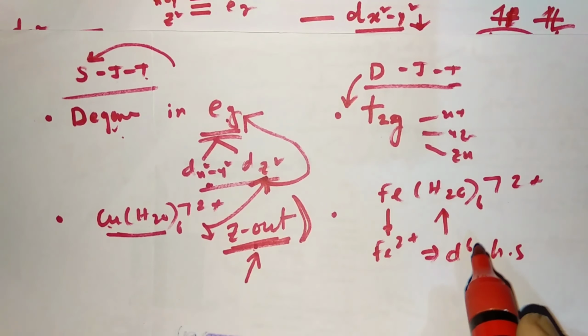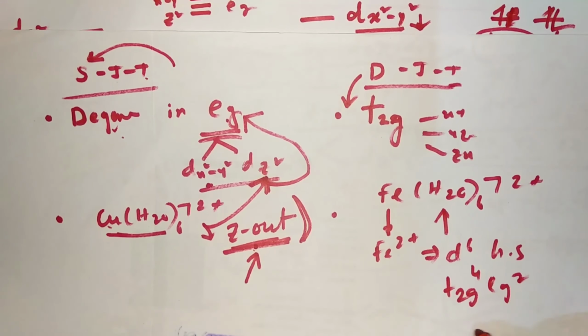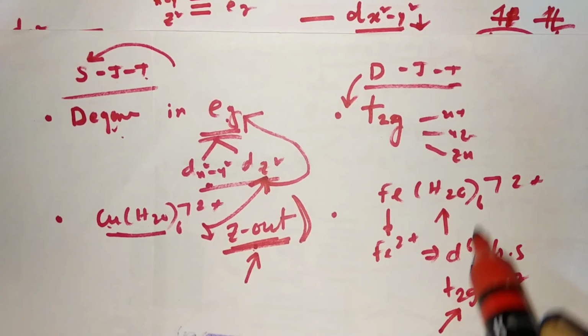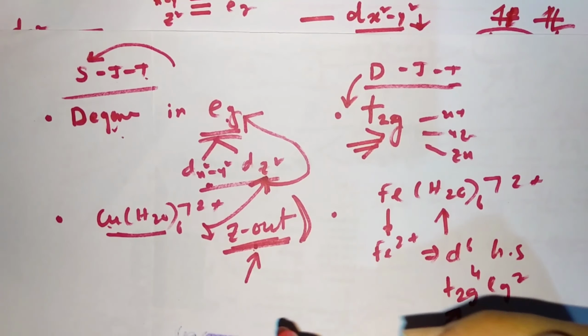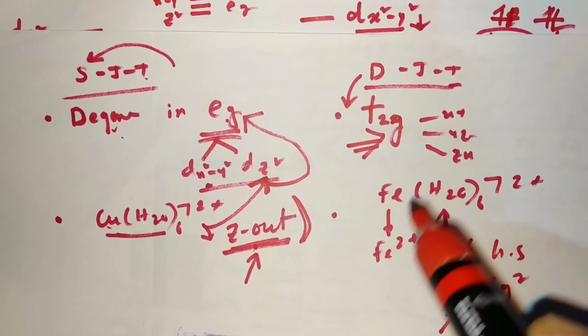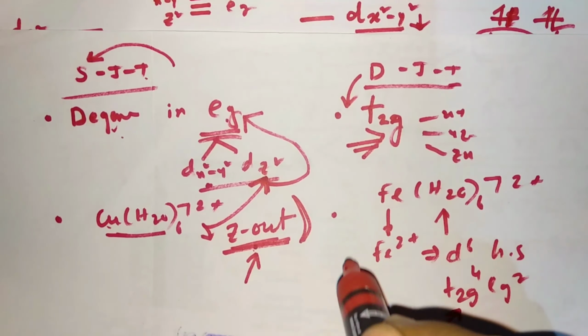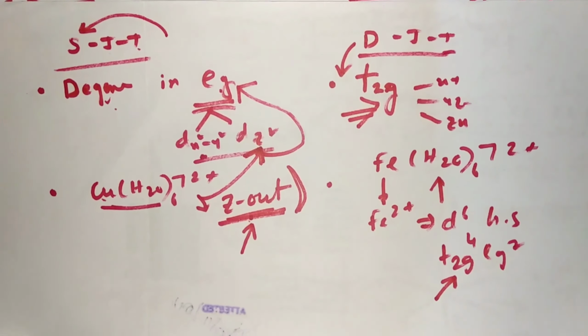This is a d6 high spin system. As this is a high spin system, the configuration will be t2g4 eg2, and you can see the degeneracy in the t2g level. I have already told you that degeneracy in the t2g level will show the dynamic Jahn-Teller distortion. At lower temperature the bond length is the same, but if you increase the temperature, you may see that the bond length is not the same. That is why it shows the dynamic Jahn-Teller distortion.